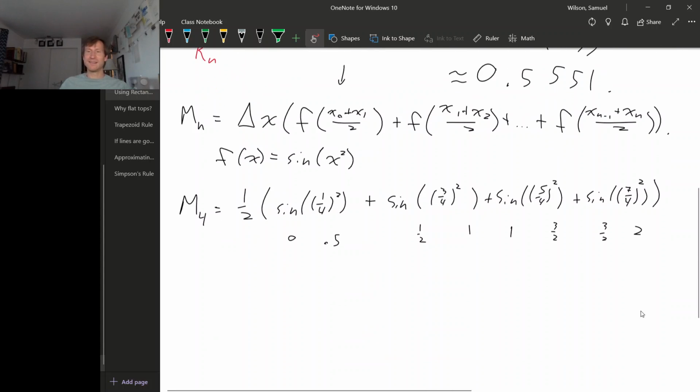All right, and now it's calculator time. Now we just dump everything into a calculator. So 0.25 squared, take sine of that, plus 0.75 squared, take sine of that, plus 1.25 squared, take sine of that, plus 1.75 squared, take sine of that, and then divide the whole thing by 2. And we get 0.8373, 4.